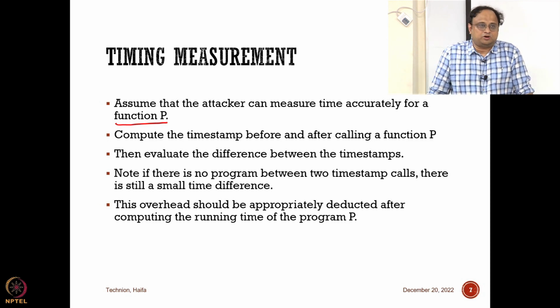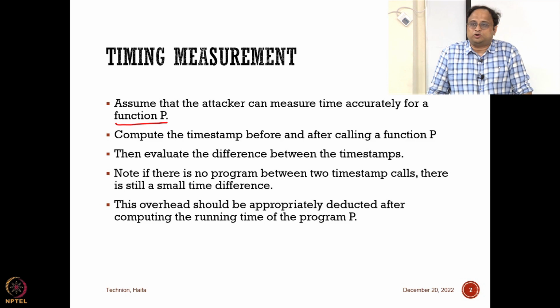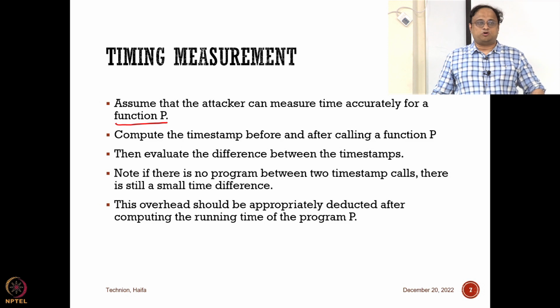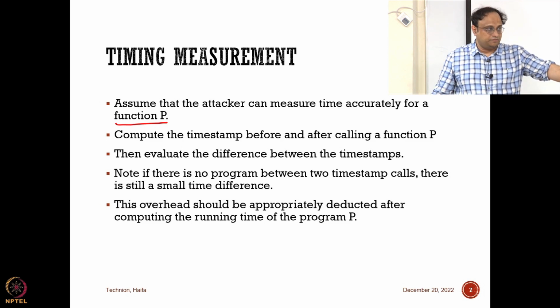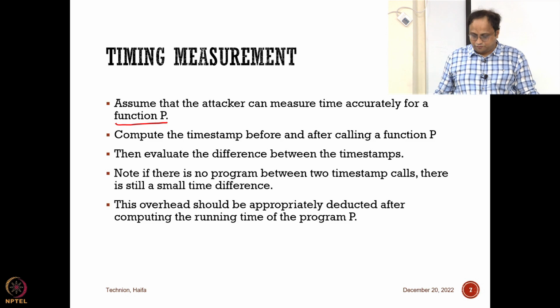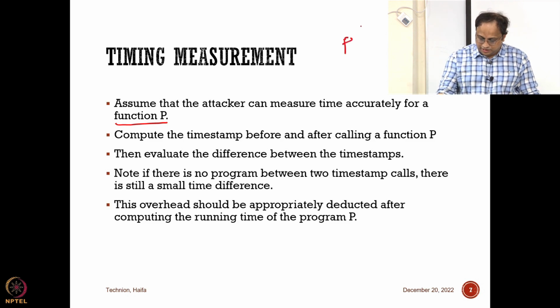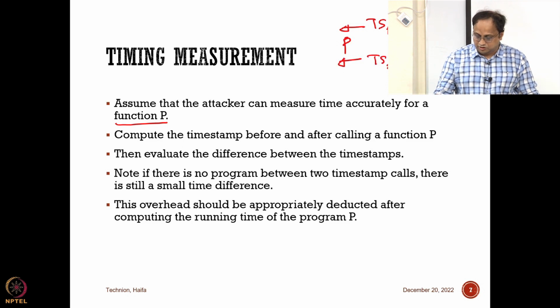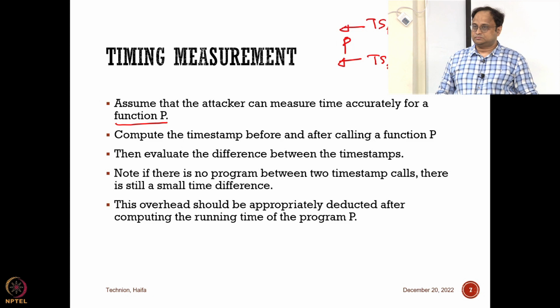Any method is okay, but we will be using a specific code snippet, because we want to measure this timing very, very accurately. We will compute a timestamp before this function call, and we will measure a timestamp after the function call. Then measure the difference of these two timestamps. So if there is a function p, I will have a timestamp here, call it ts1, and another timestamp here, call it ts2, and of course the time will be the difference, ts2 minus ts1.